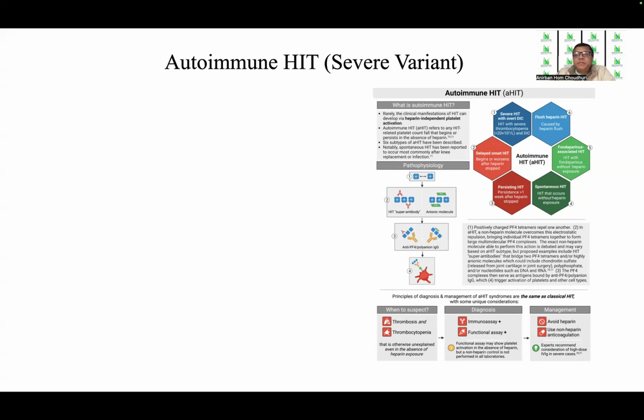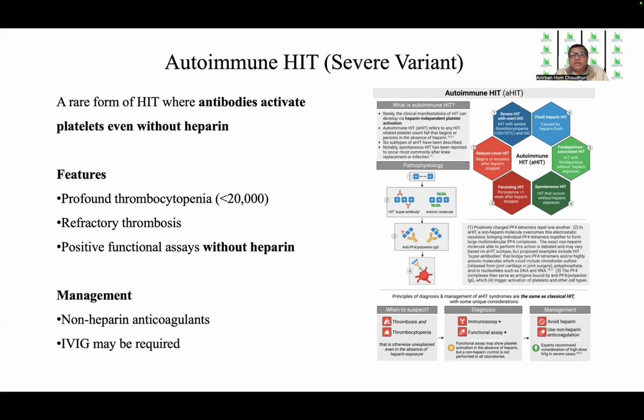So just remember that there can be 6 subtypes, and the features are profound thrombocytopenia, that is less than 20,000, refractory thrombosis, and positive functional assays without heparin. So this is important, and the management consists of non-heparin anticoagulants, but IVIG may be required.